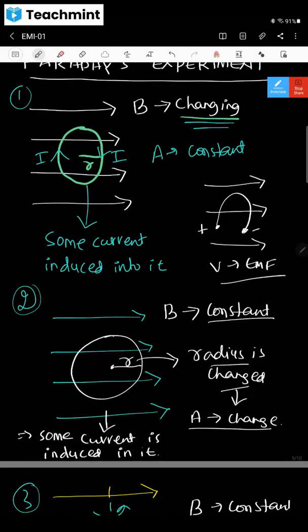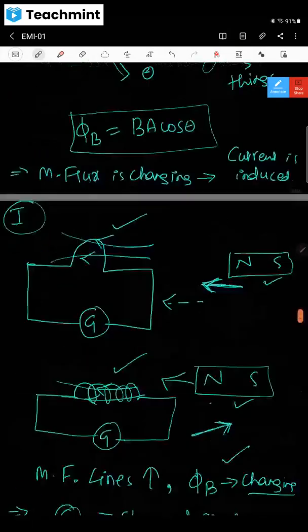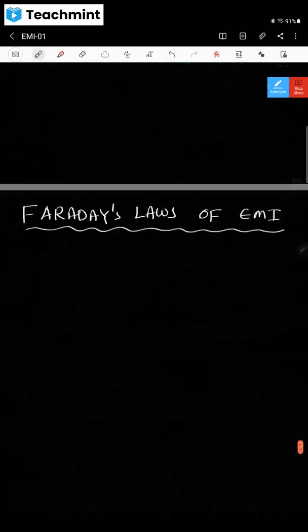Did you understand this? Yes, sir. Look at this. This conductor is open, which means EMF will come here, but current won't come. Okay, fine. So keeping that aside, let's move forward. Faraday's laws of electromagnetic induction.